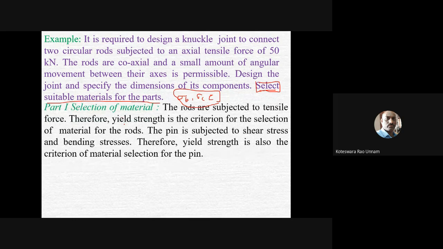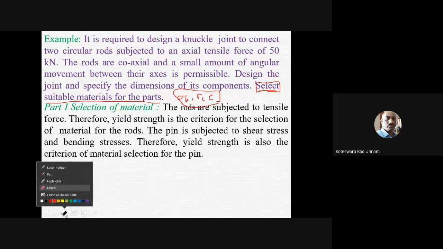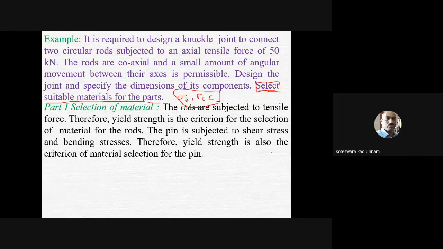So I'll show you how we can select the materials for the parts. The rods are subjected to tensile force, therefore yield strength is the criterion for selection of the material of the rod, right? Whenever you have a tensile test, you get the yield strength, therefore you have to choose yield strength as the criterion for selection of materials. The pin is subjected to shear stress and bending stresses, therefore yield strength is also the criterion for the material selection for the pin.